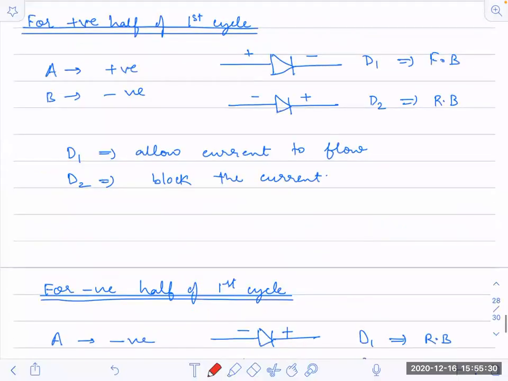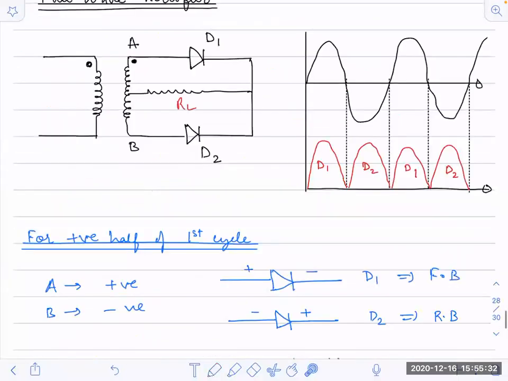For the first positive half of the cycle, this portion will be connected like a positive half. So this will be positive, this will be negative. That means this is acting in a forward bias. This will be negative, this will become positive, this acts in a reverse bias.